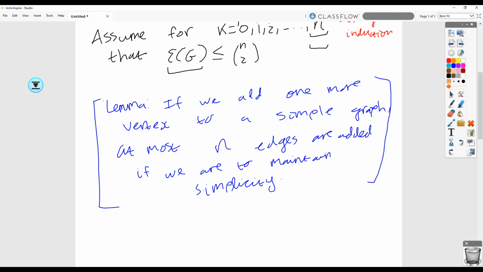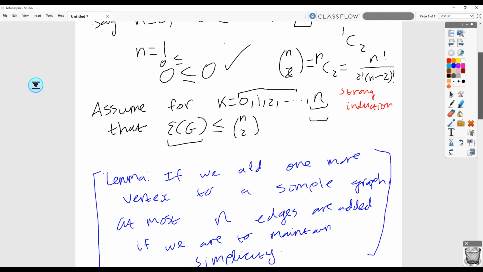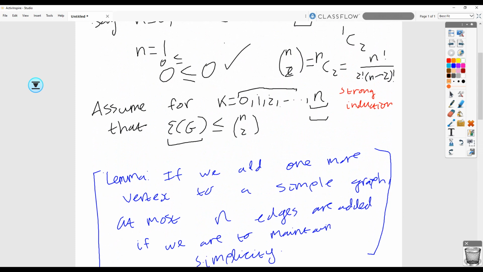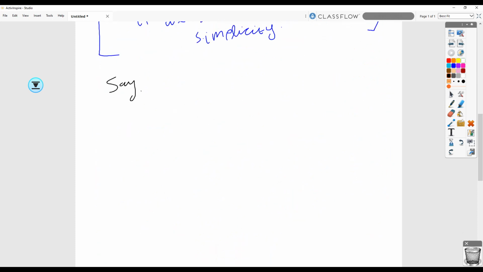So now let's go back to our induction. We've assumed that the theorem is true for everything up to n: zero vertices, one vertex, two vertices, all up to n vertices, where n is an arbitrary positive integer. So we say that G dash is a simple graph, so it's simple and has n+1 vertices.